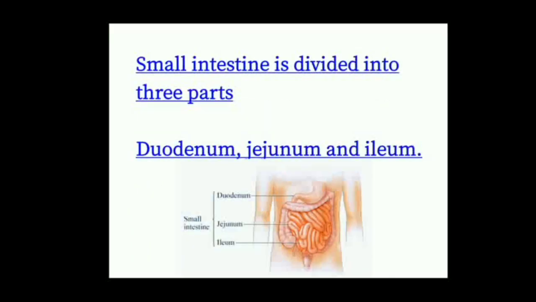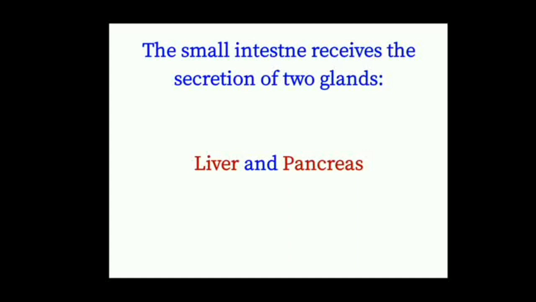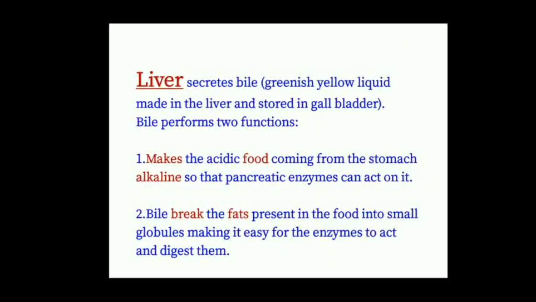Small intestine is divided into three parts: duodenum, jejunum and ileum. The small intestine receives the secretion of two glands, liver and pancreas. Liver secretes bile juice. Bile is a greenish yellow liquid made in liver and stored in gallbladder. Bile makes the acidic food coming from the stomach basic or alkaline. Alkaline is nothing but base which is soluble in water.